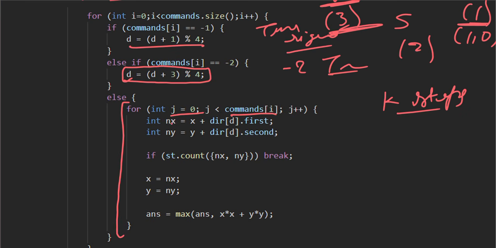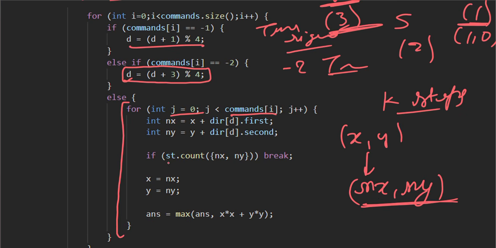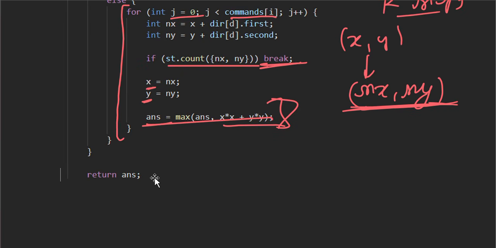So what it does is every time from x comma y it will find our new coordinate, that is nx comma ny. Then we check whether we have any obstacle present at that point in the set, like whether we have stored anything in the set for that point. If it is present, then we stop at that point only, we break. Else our new coordinates nx and ny become the new x and y, right? And we update our answer by the new coordinates, right? And at the end we return our answer after processing all the commands.